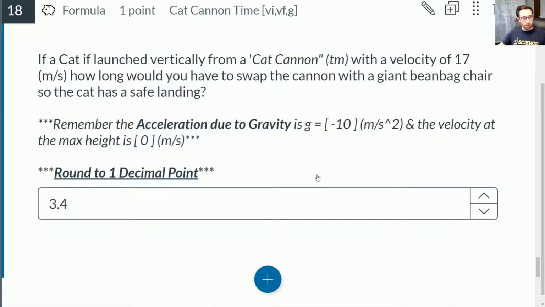Oh, wow. I want to make sure that the cat's safe. I get it now. I get why I got it wrong. Okay. Yeah. So is the wording a little weird? Is that why you didn't catch that?